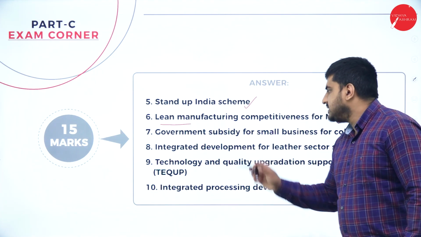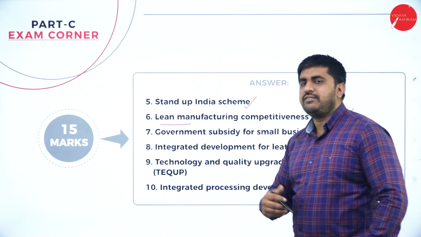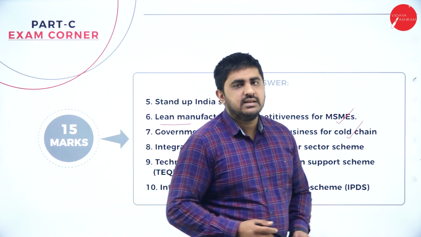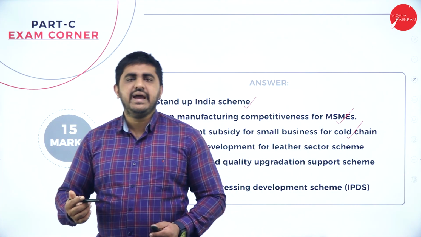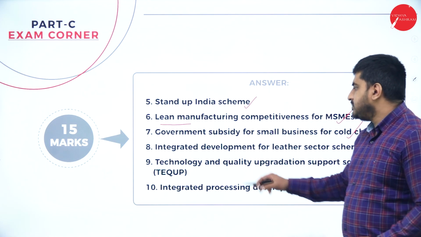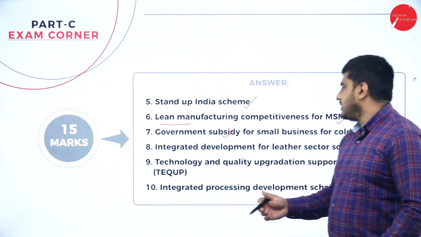Next, government subsidy for small business for cold chain. Cold chain is nothing but refrigerating or keeping certain products cool. That is, dairy products or certain products like poultry or meat have to be refrigerated. So if they are involved in that, this subsidy will hold good for that.